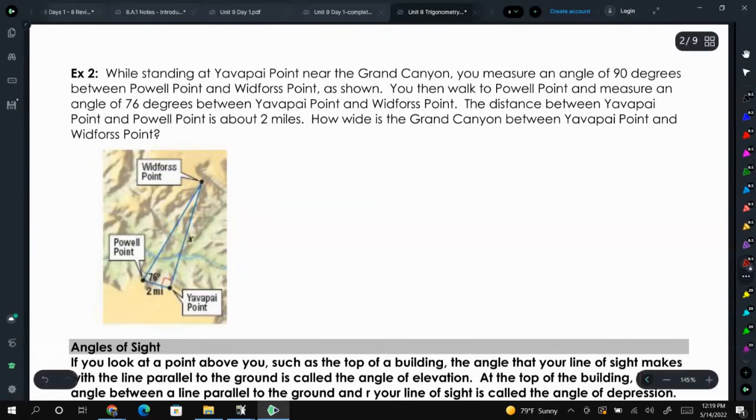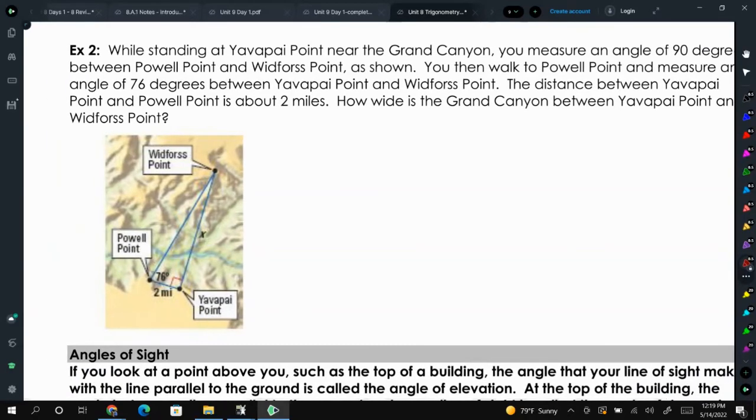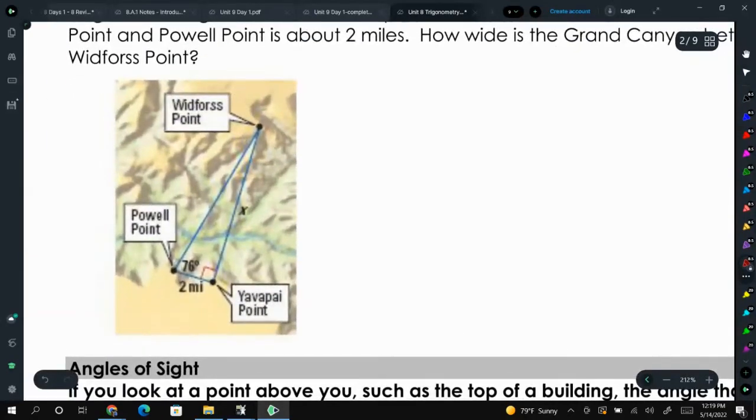How wide is the Grand Canyon between Yavapai Point and Woodforest Point? So we're trying to find x right here. So let's write out SOH CAH TOA. The hypotenuse, I'll use a different color to draw on here. Hypotenuse, because it's across from the box. This is the opposite side, and this is the adjacent.